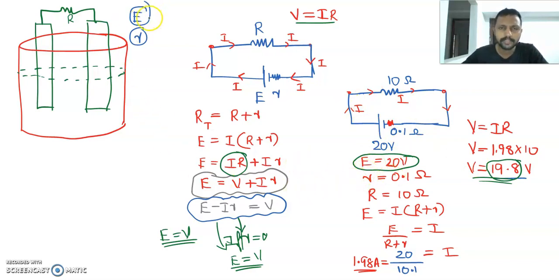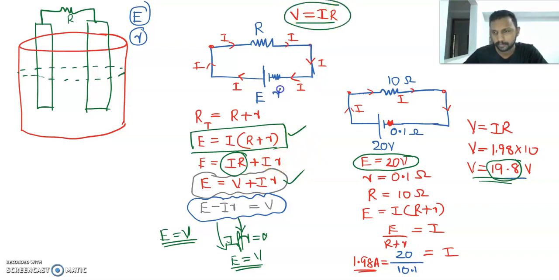EMF is the work done in moving a unit positive charge from one electrode to another electrode. Internal resistance is the total obstruction offered by the electrolyte when a charge is moving from one electrode to another electrode. Voltage across a resistor is the potential difference between the two terminals of the resistor or any device. They are not equal, they have a relation like this. You should remember this equation and this equation. These two equations are very much important, and we know V is equal to IR also.